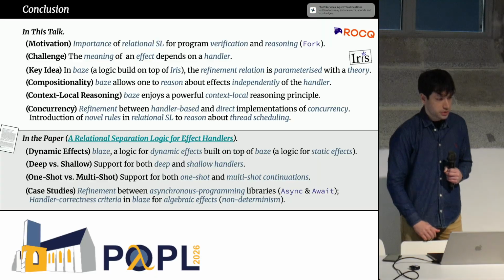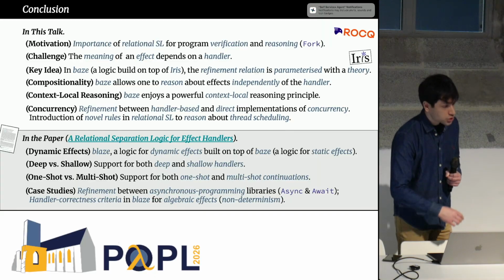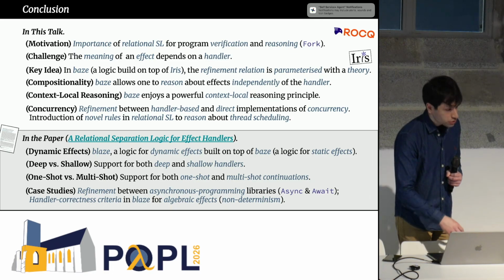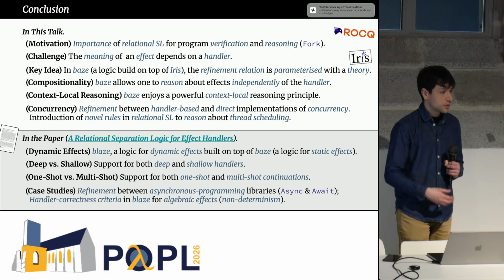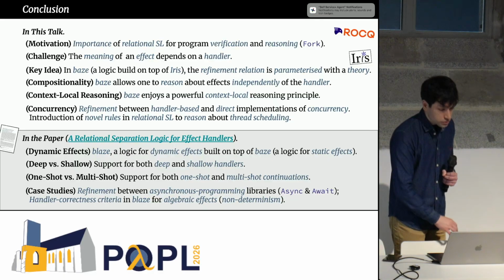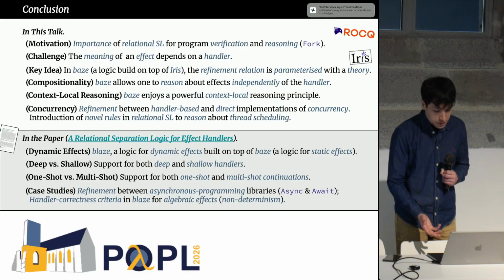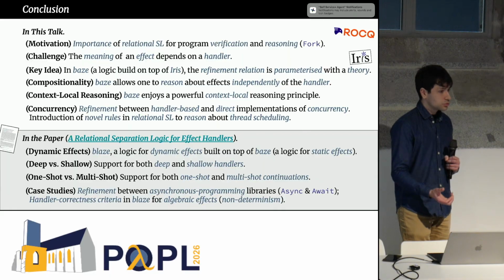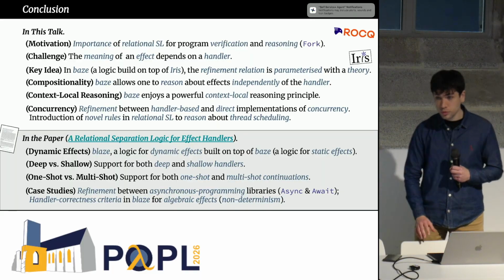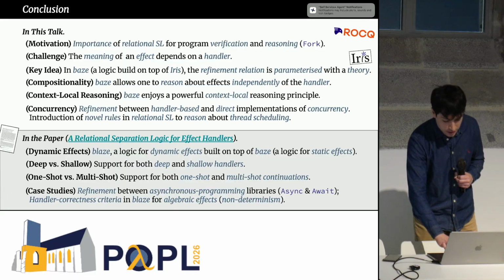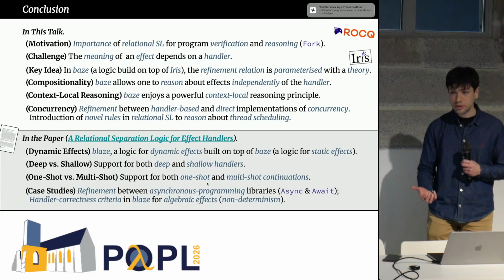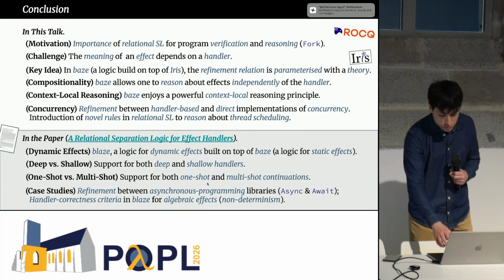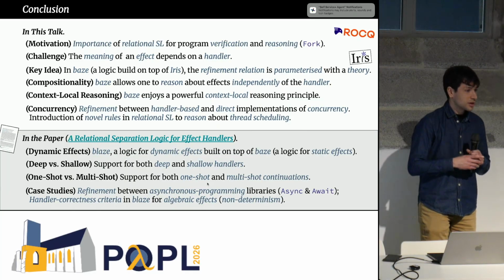And in the paper, there is much more. Actually, what I showed is base, and implicitly, I was always talking about static effects, but there's also a whole other logic in the paper for dynamic effects built on top of base. There's also a discussion about deep and shallow handlers, to which both these logics have support, and also one-shot and multi-shot considerations, again, to which both logics have support. And we also have many other interesting case studies, namely some refinements between asynchronous programming libraries and a handler correctness criteria in Blaze for algebraic effects for non-determinism. Thank you very much, and I'm glad to take questions.